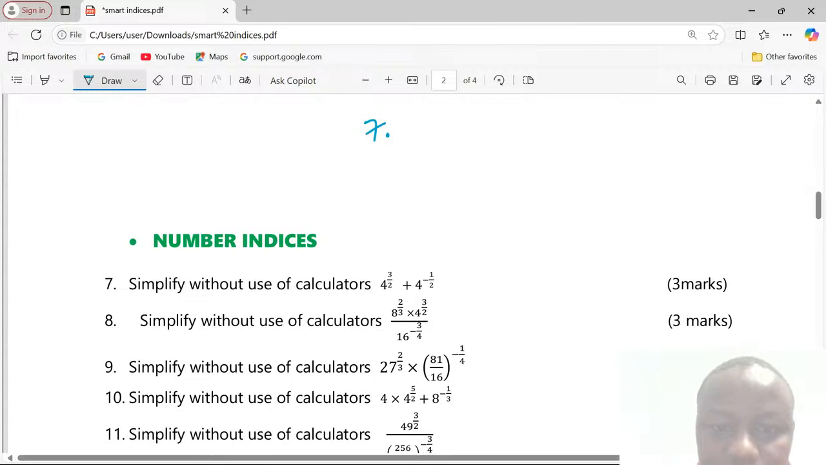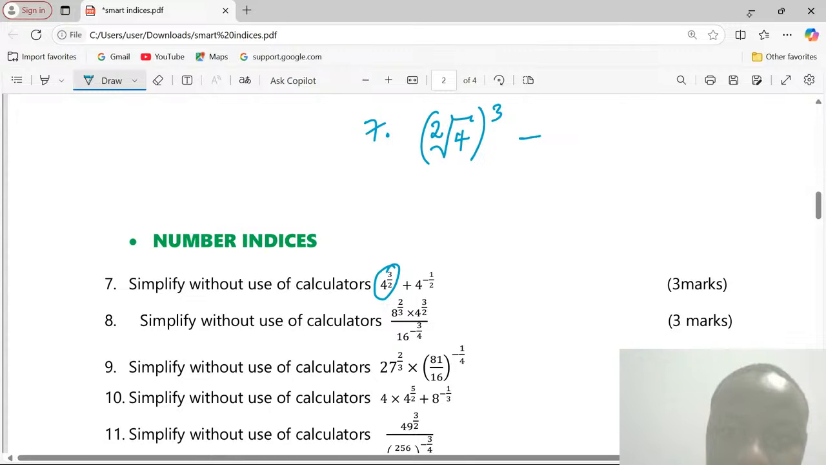4 raised to the power of 3 over 2 plus 4 raised to the power of negative half. The fractional law means for this first term, we have to take the second root of 4, then we raise to power 3 according to the fractional law of indices. Then plus, we have to take the reciprocal of 4, which becomes a quarter. Then we raise everything now to power half.